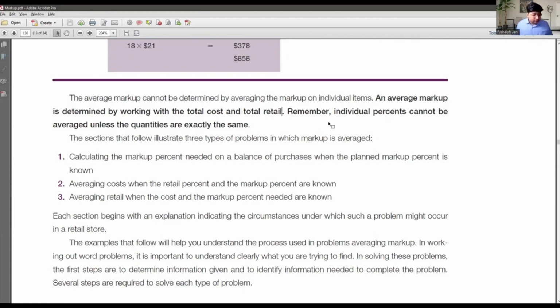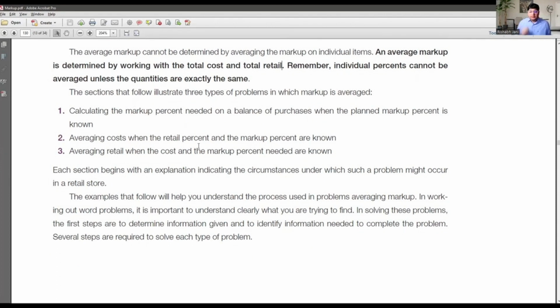All right, so the three types of problems that we're going to cover. The first one is calculating the markup percentage that's needed on a balance of purchases when the planned markup percent is known. Let's break this down a little bit.